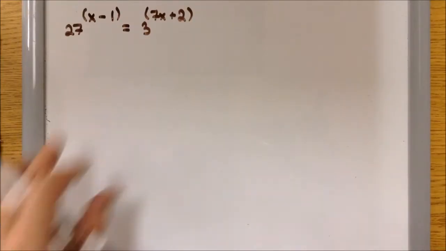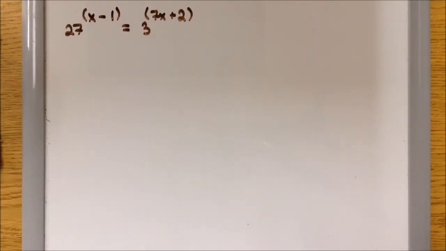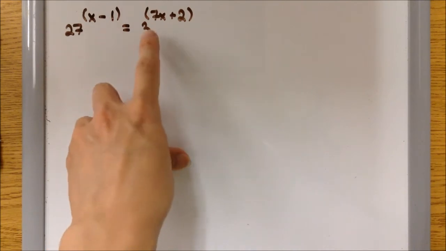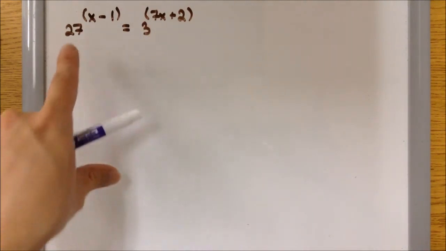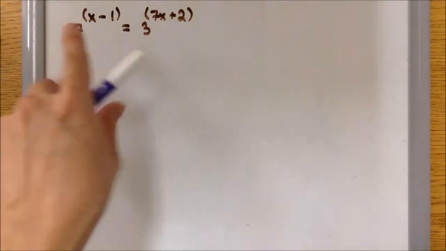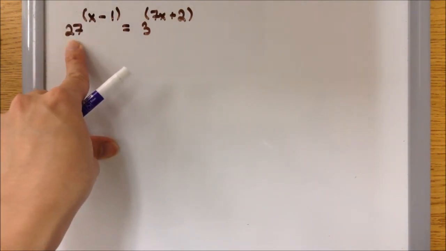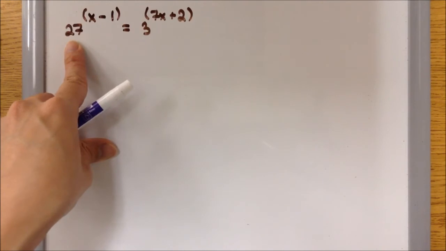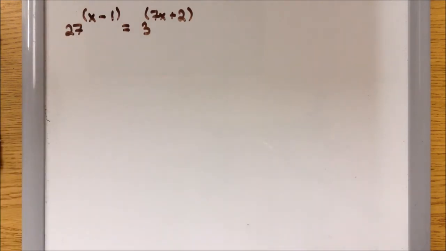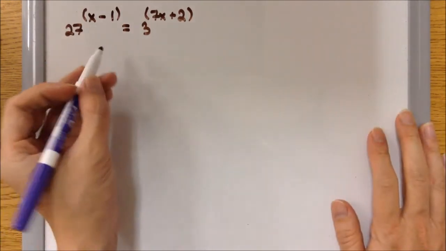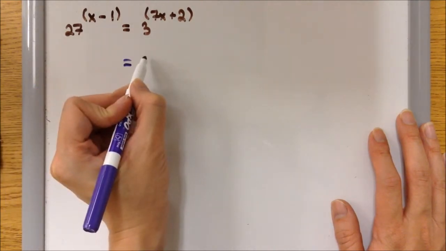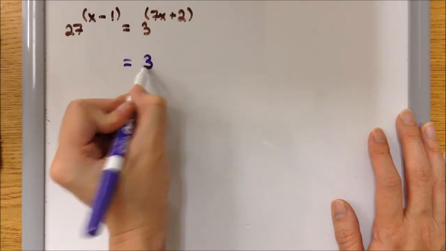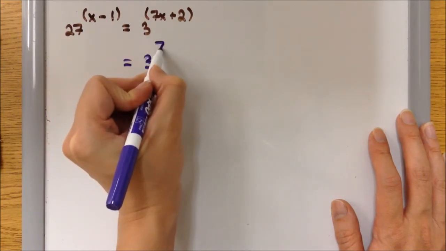In this example, we have 27 to the power of x minus 1 equal 3 to the power of 7x plus 2. Now in this example, we have different bases, and we have a higher base on the left side. So what we're going to do is change to the same base. What's common between 27 and 3 is that the lower base is 3. So that means the one on the right will stay the same.